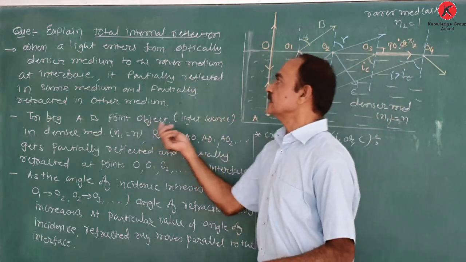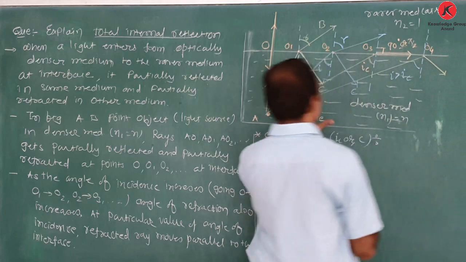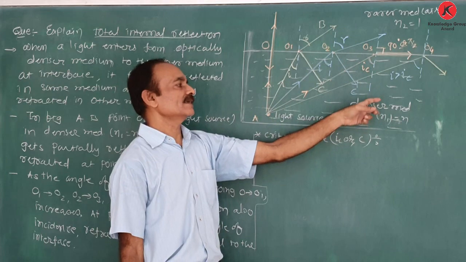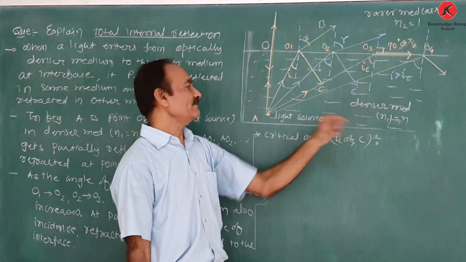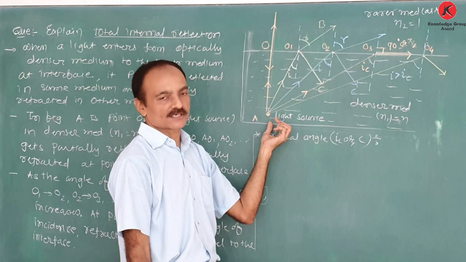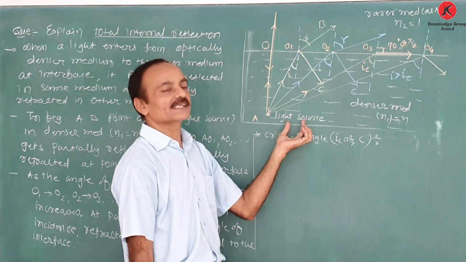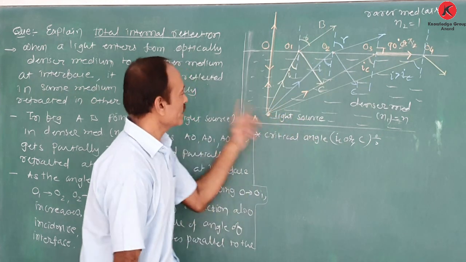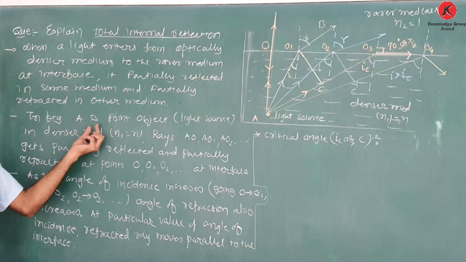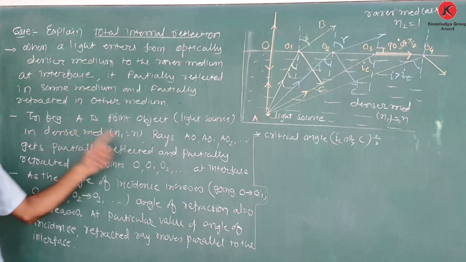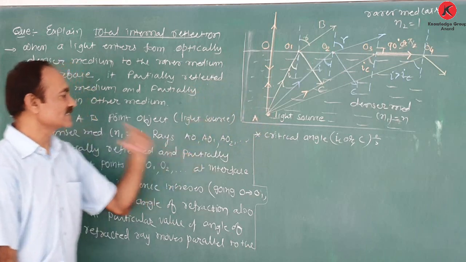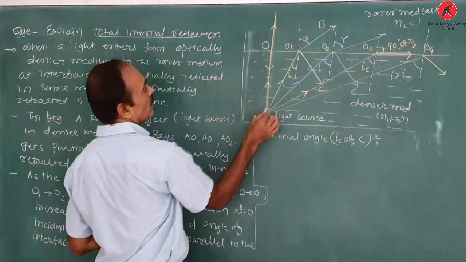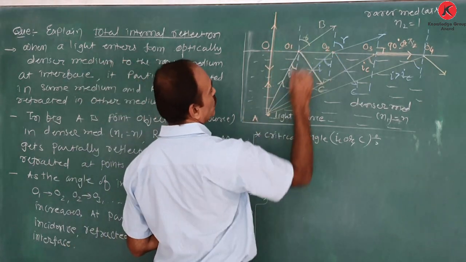Now remember this figure. Here there are two media, one is air as a rarer medium and here water is our denser medium. Here we take A as a point source or point object, which is actually the light source, an electric bulb, placed in this denser medium. As shown in the figure, A is a point object, a light source in a denser medium, where the refractive index n1 is equal to n. And now, the rays we consider are AO, AO1, AO2, AO3.